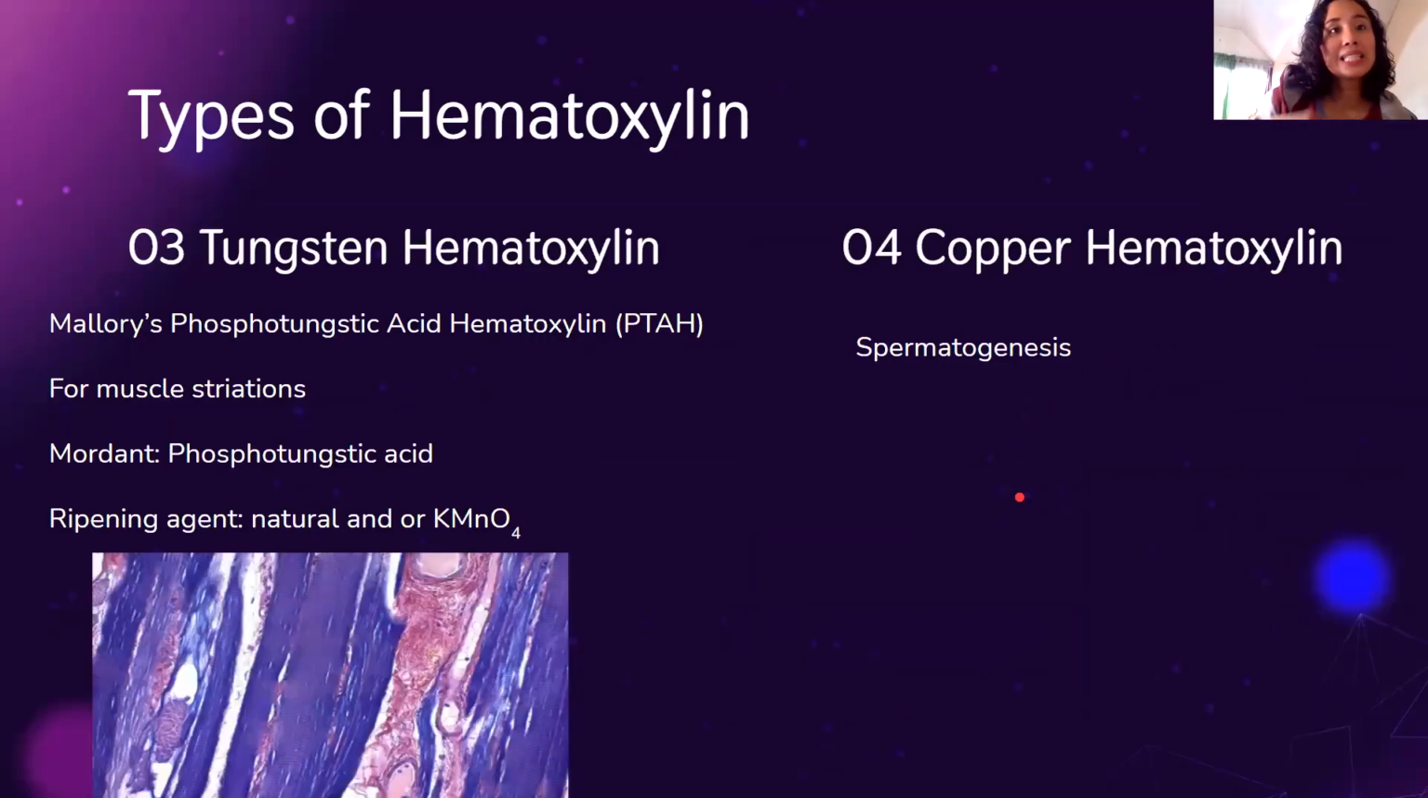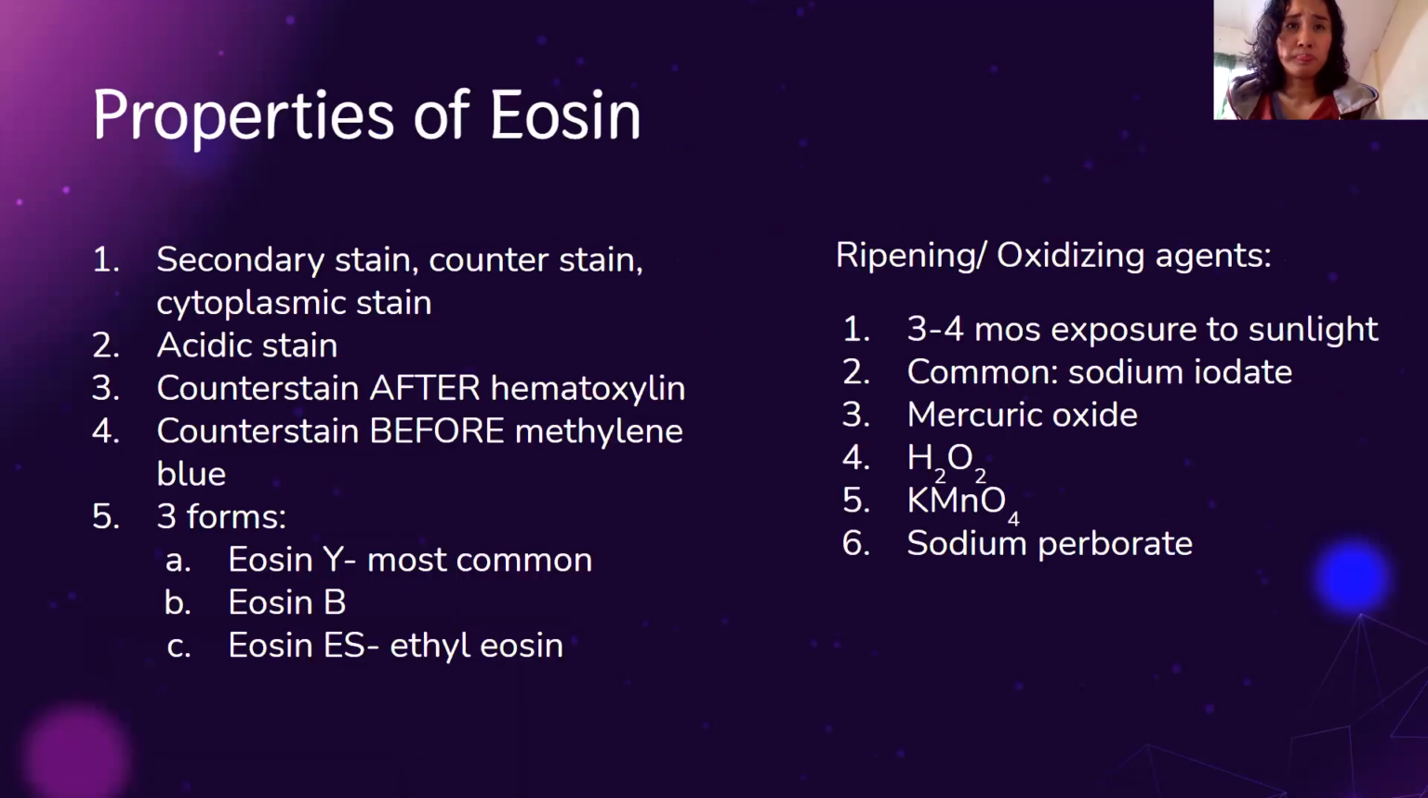So next is tungsten. So hematoxylin, so phosphotungstic acid. So ang ripening agent niya is either sunlight or potassium permanganate. So it's good, guys, for muscle striations. Ito, skeletal muscle to. So pag narinig mo yung Mallory's phosphotungstic acid hematoxylin, that's tungsten hematoxylin. Okay, then we have copper hematoxylin for spermatogenesis, for exhibiting the development of sperm.